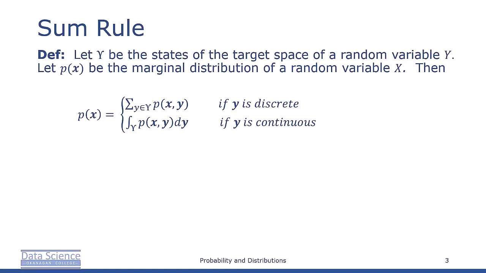Recall that P of x and y is the joint probability distribution of the two random variables x and y. The distributions P of x and P of y are the corresponding marginal distributions, and P of y given x is a conditional distribution of y given x. Given the definitions of marginal and conditional probability for discrete and continuous random variables, we can now present two fundamental rules in probability theory. The first rule is the sum rule.